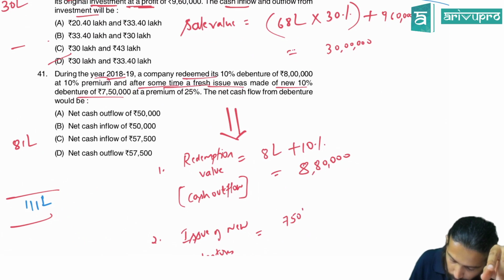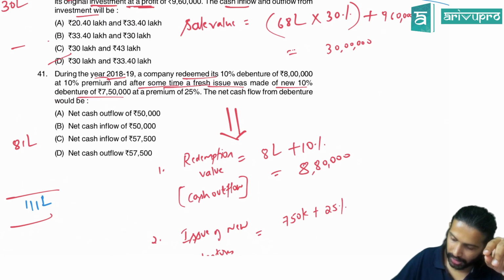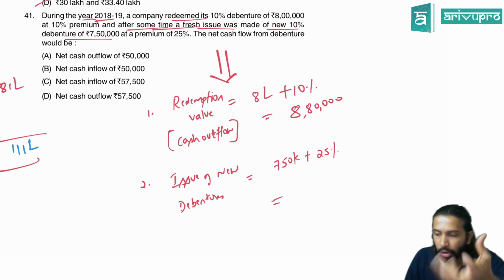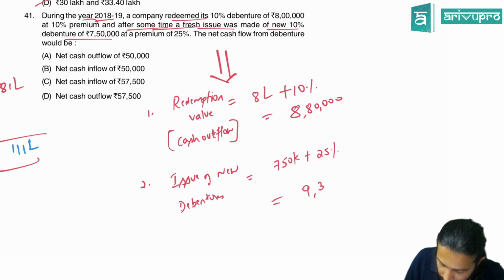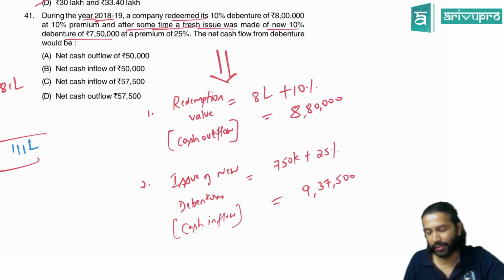The value of the new debenture is 7,50,000, but these were issued at 25% premium. That means how much money did the company get? Because when the company issues the new debentures, the company is going to receive the money. So totally they have received 9,37,500. This is a cash inflow. On one transaction, the company paid, so cash outflow. On another transaction, the company is receiving, so it's an inflow.